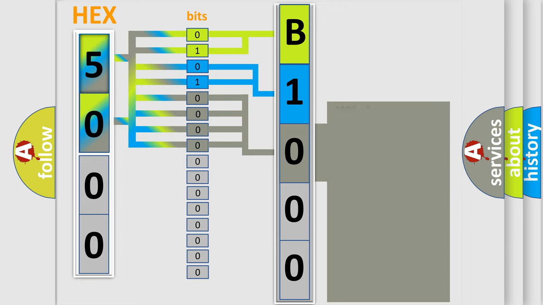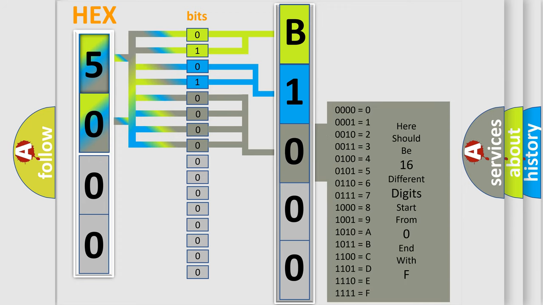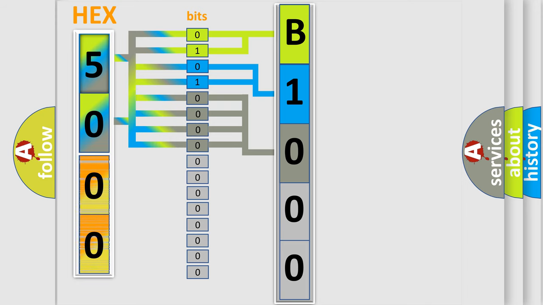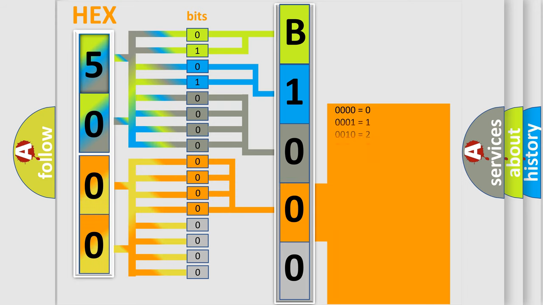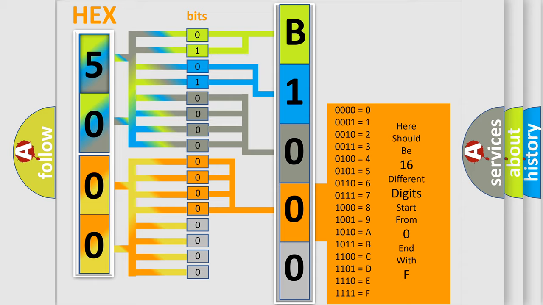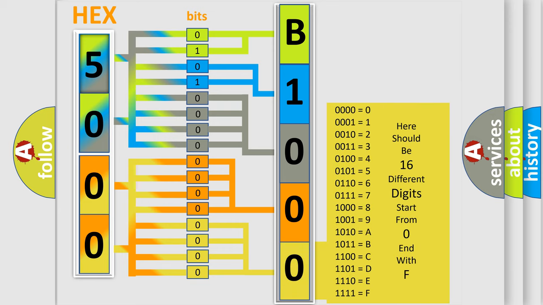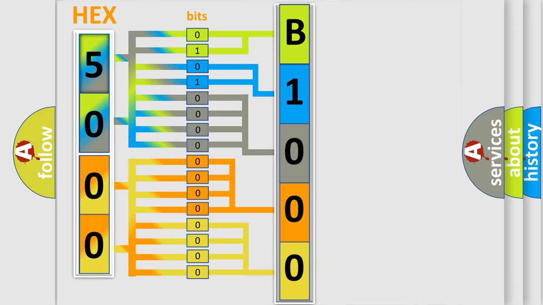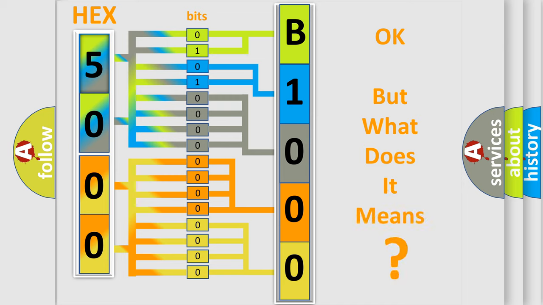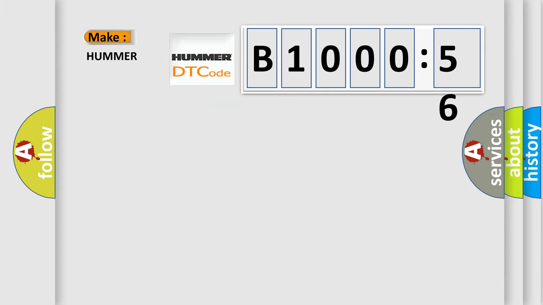The second byte is composed of a combination of 8 bits. The first 4 bits determine the fourth character of the code, and the combination of the last 4 bits defines the fifth character. A single byte conceals 256 possible combinations. We now know in what way the diagnostic tool translates the received information into a more comprehensible format. The number itself does not make sense to us if we cannot assign information to what it actually expresses. So, what does the Diagnostic Trouble Code B1000-56 interpret specifically for car manufacturers?